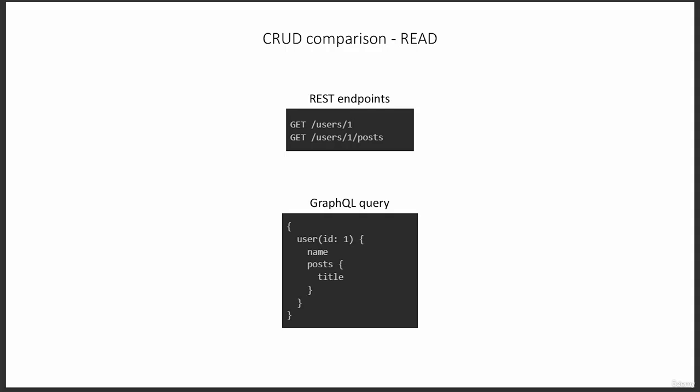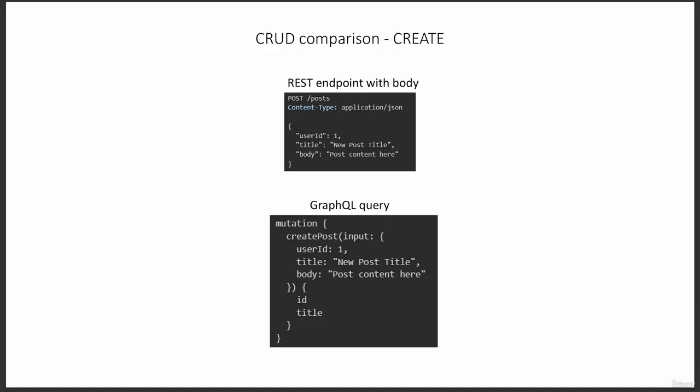With GraphQL, we can request everything in one query, and more importantly, we decide exactly which fields we want. As you can see here, the query fetches the user's name and a list of their posts with only the title field. One request, tailored response. This means less data transferred, fewer requests, and more control on the front end.